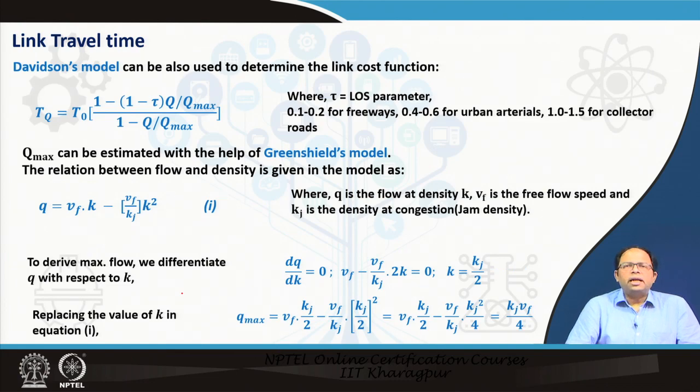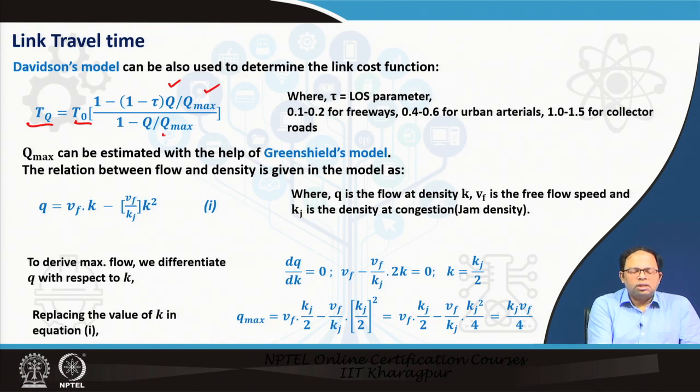In addition to the BPR equation, we can use the Davidson model as well to determine the travel time in a particular link. The Davidson model can be used to determine the link cost function, where T(Q) is equal to T0, where T0 is the free flow time, multiplied by 1 minus tau into Q by Q max, where Q is the flow and Q max is the maximum flow in this particular link, divided by 1 minus Q by Q max.